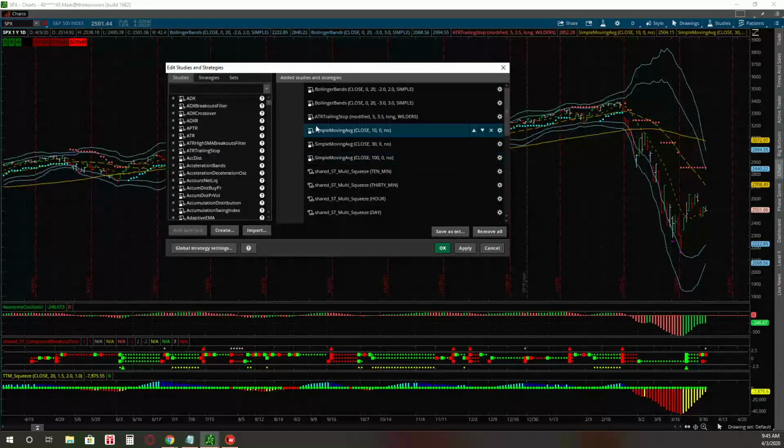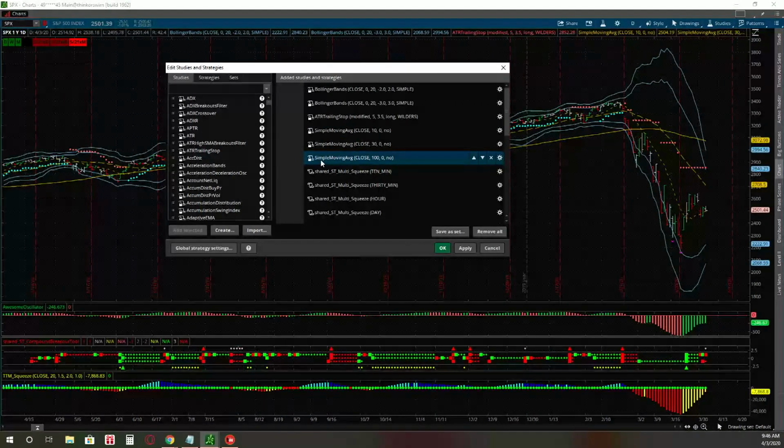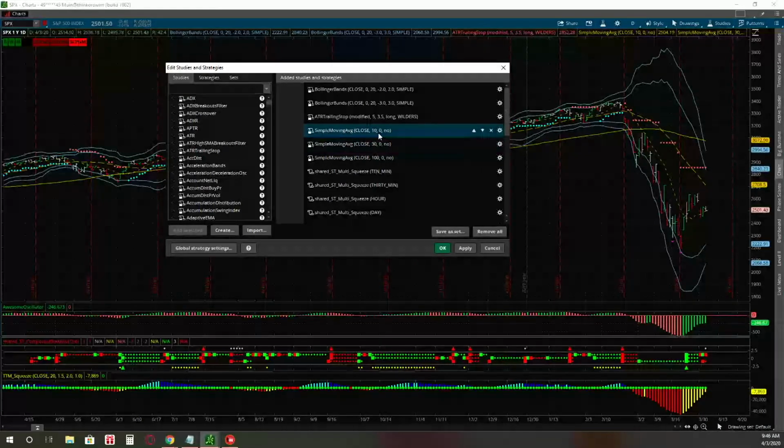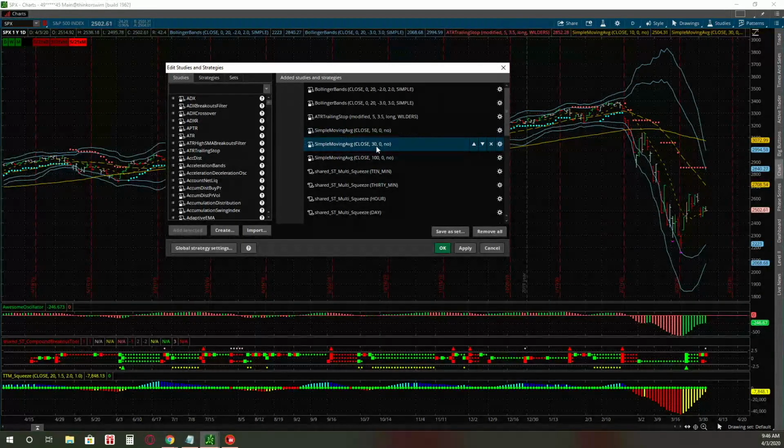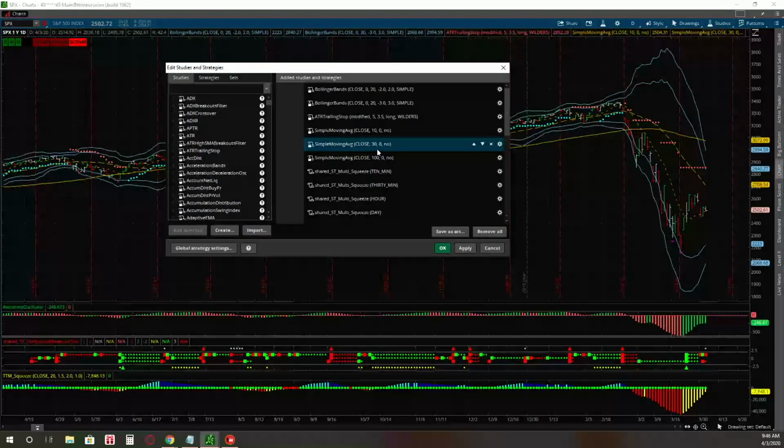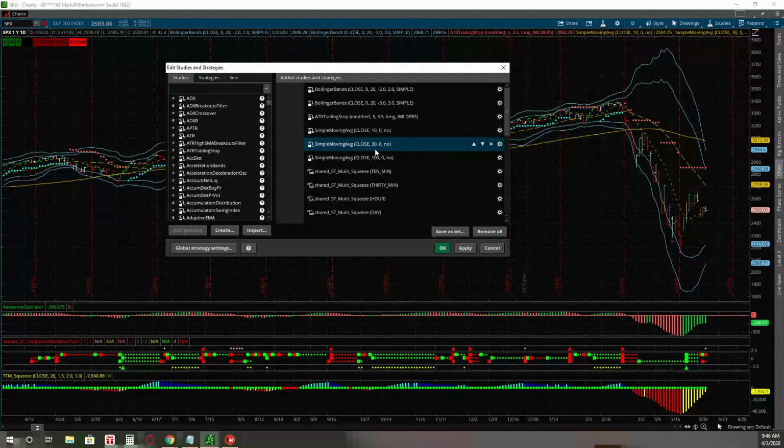So the next thing on my charts, let's go back to SPX here, are the simple moving averages. Let's pull up the studies again. The three that I use are the 10, the 30, and the 100. Now, other traders here use the EMAs. I just like to use the SMAs, the simple moving averages, because that's what I started with trading.